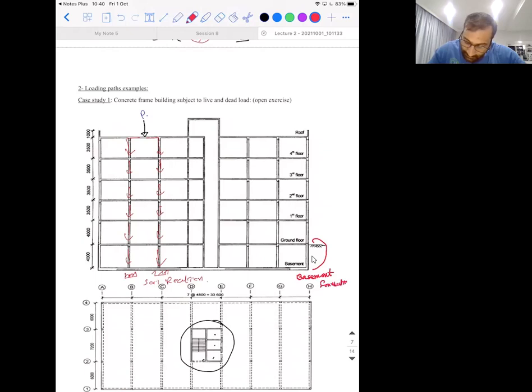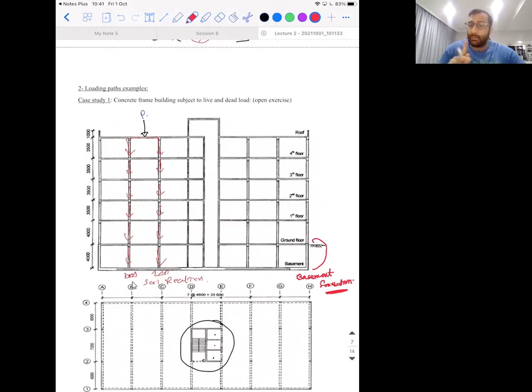Not very common. Actually, it is very common. I take it back, very common. Basement foundation, and you have the soil reaction. So the free body diagram now consists of load, path, and then soil reaction.